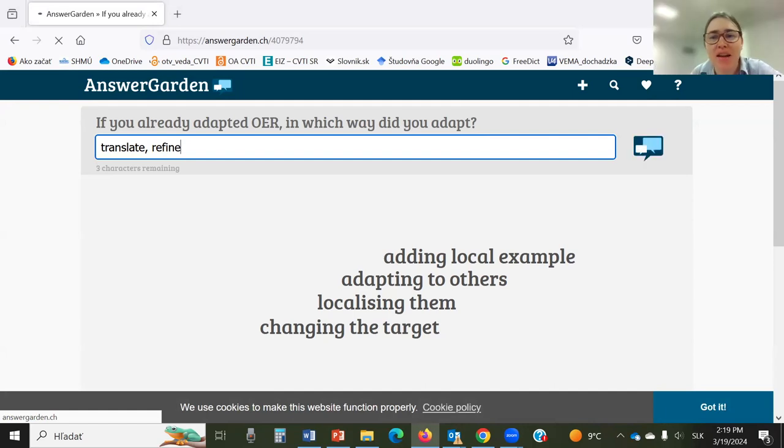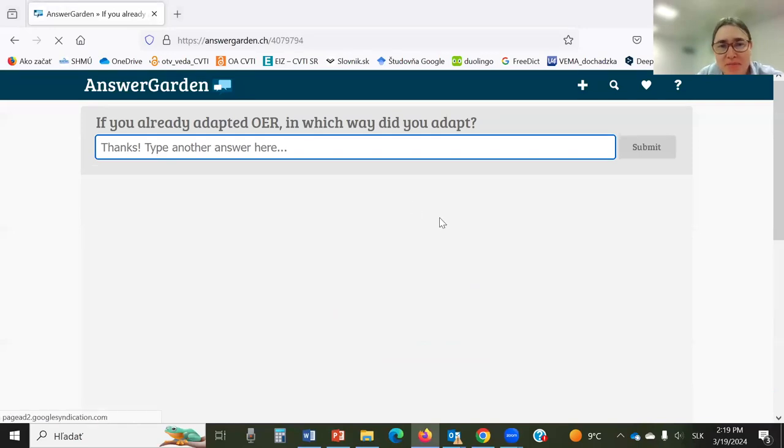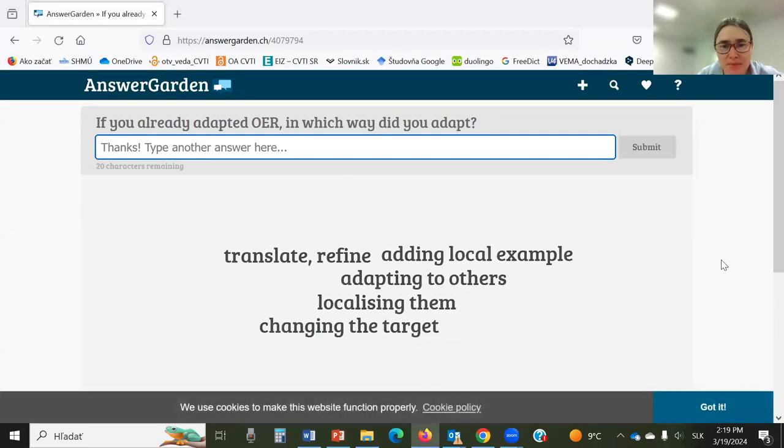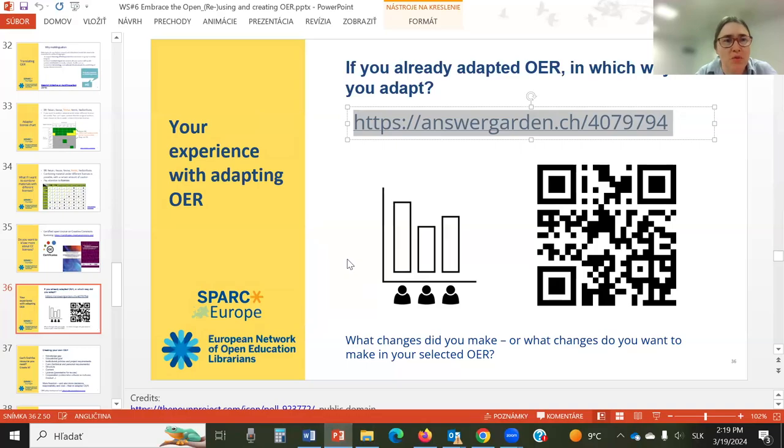Yes, so the most frequent is adding local examples or adapting to other groups, maybe localizing the resource or changing the target. So thank you for your responses.